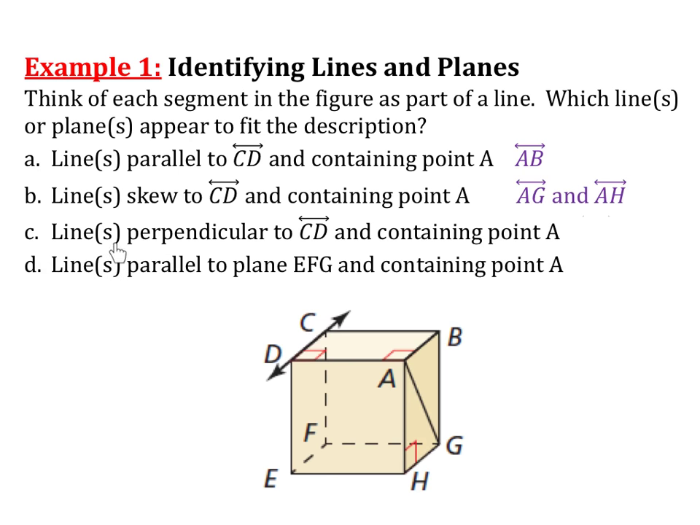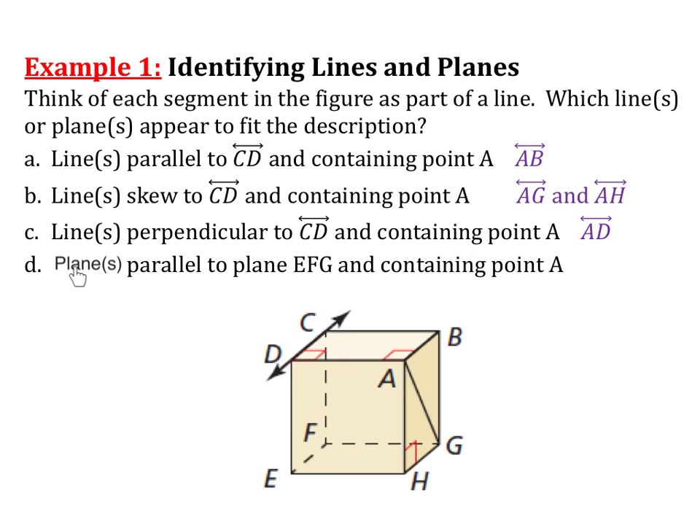All right, next, name line or lines that are perpendicular to line CD and containing point A. So perpendicular means two lines that intersect to form right angles, 90 degrees. So containing A would be this line right here, intersecting CD. So we would name line AD.